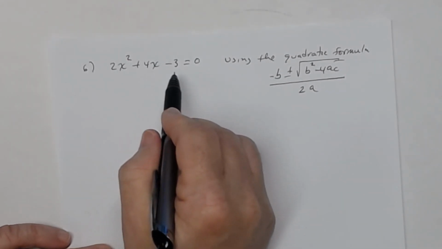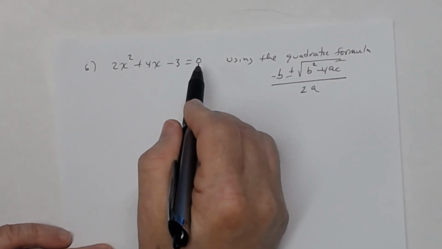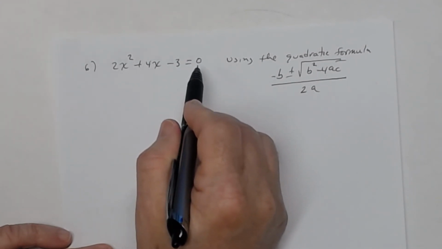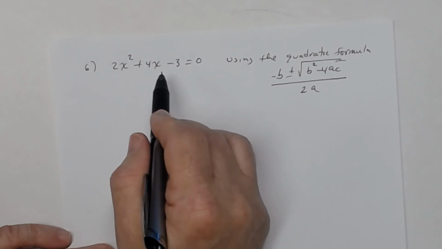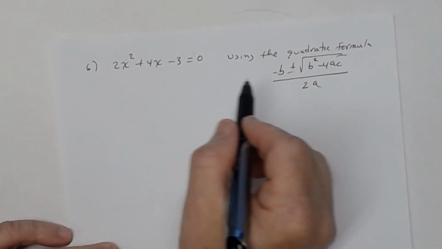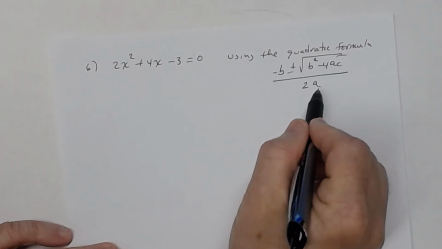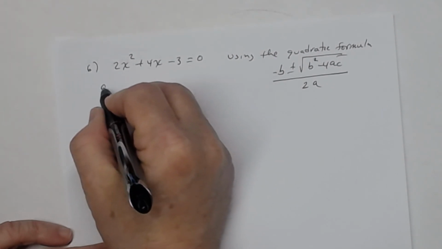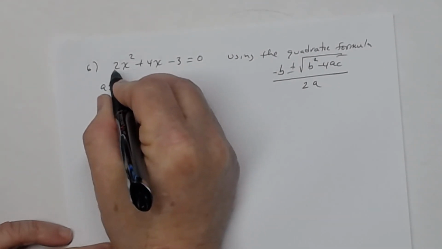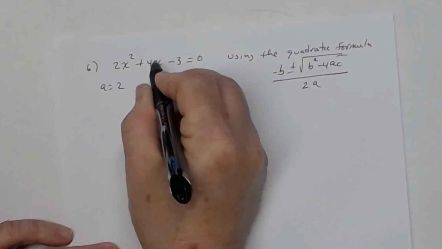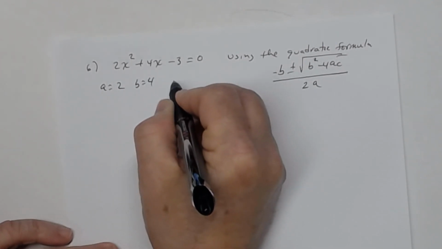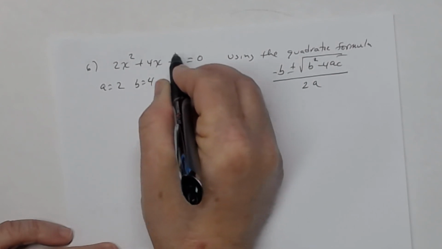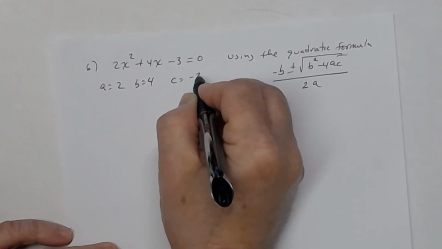And when using the quadratic formula, you want your quadratic equation in standard form. So you want 0 there, and it is there. And you want to put it in descending order, which it already is. So we need to determine the values of a, b, and c here. a, remember, is the coefficient of x squared, so that's 2. b is the coefficient of x, so that's a positive 4. And c is your constant, so that's a negative 3.